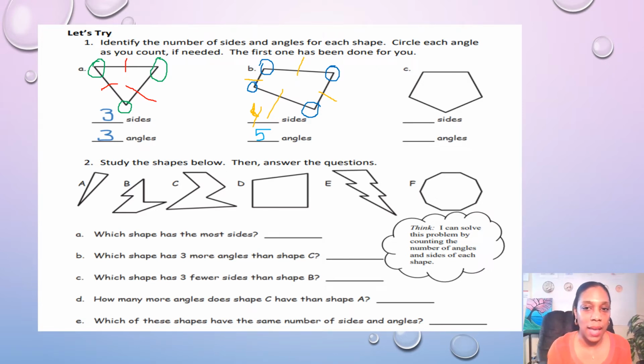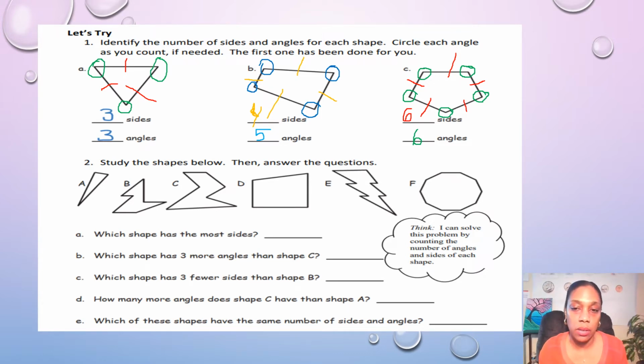Let's go to shape C. All right, when we look at the shape for C, I have 6 sides that I circled in green, and I have 6 sides that I marked in red, and 6 angles, which I circled in green. Now let's go to part 2.